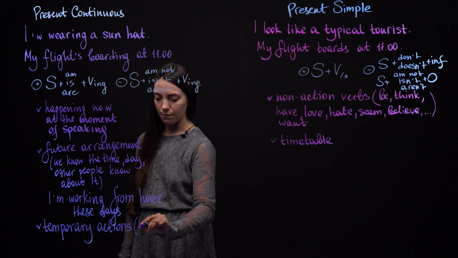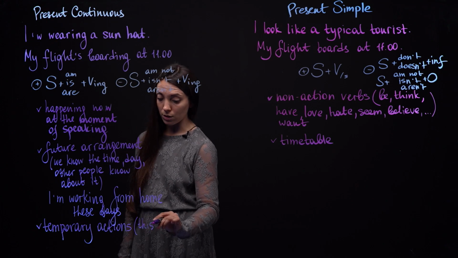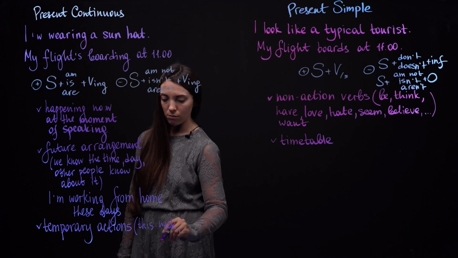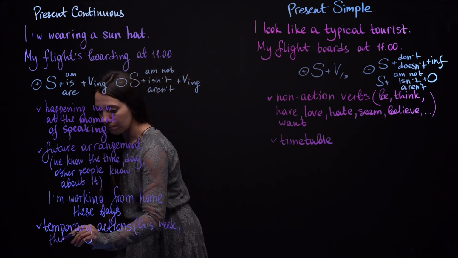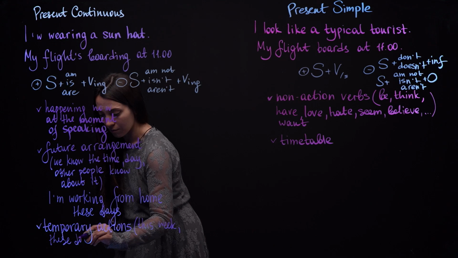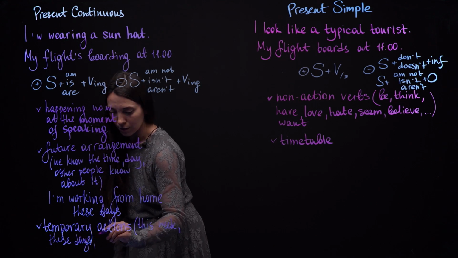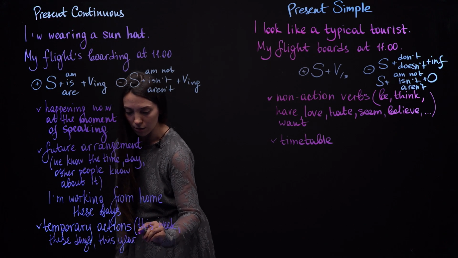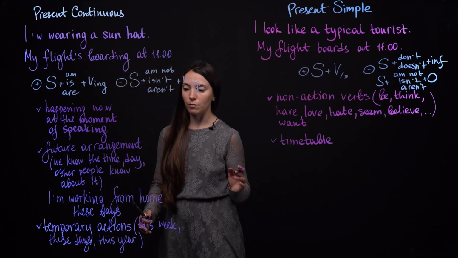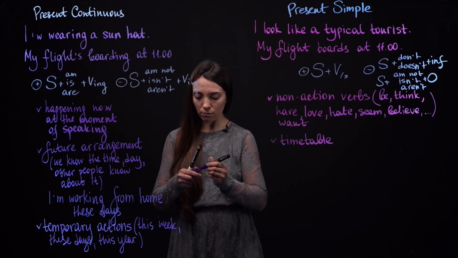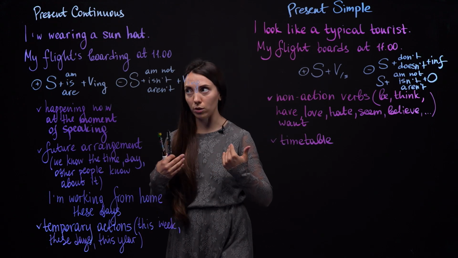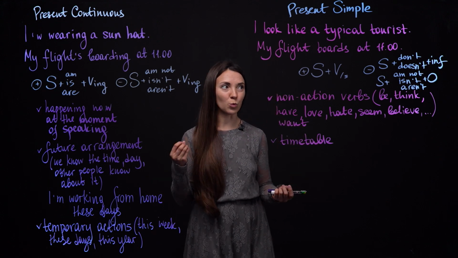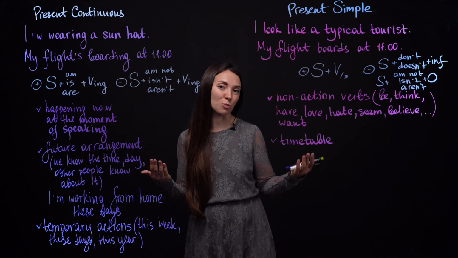These time markers. For example, this week, these days, even this year, indicate that the action is temporary. When these days are over, my regular timetable is back. Okay, now you know the differences between the present continuous and the present simple.